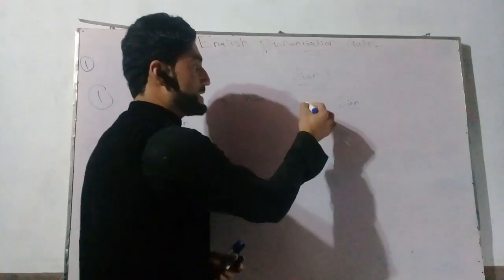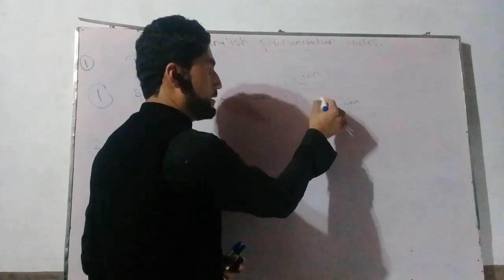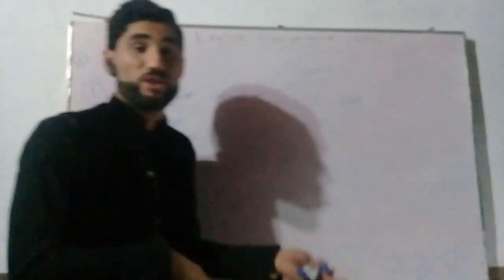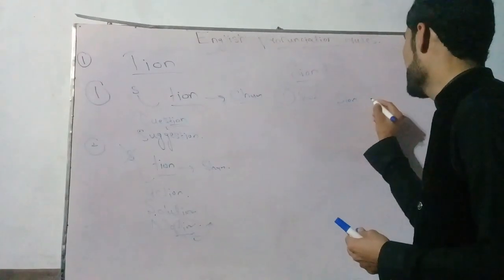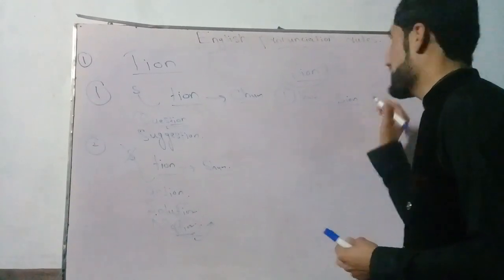If before these four letters there comes a vowel, for example A, E, I, O, U, then the pronunciation of these four letters will be "zhun".